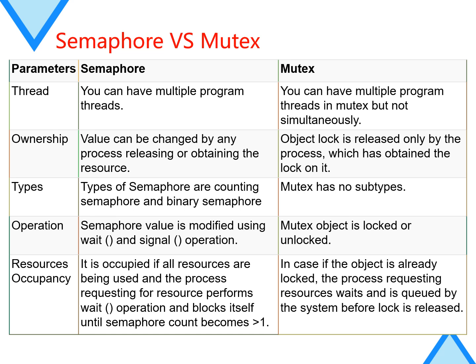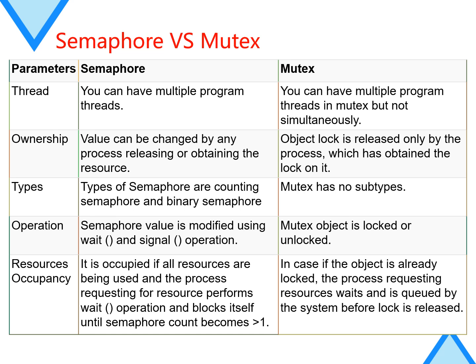They have types. Semaphore has types, binary and counting, but mutex has no subtype. Semaphore value is modified using wait and signal functions or methods. Mutex object is locked or unlocked.